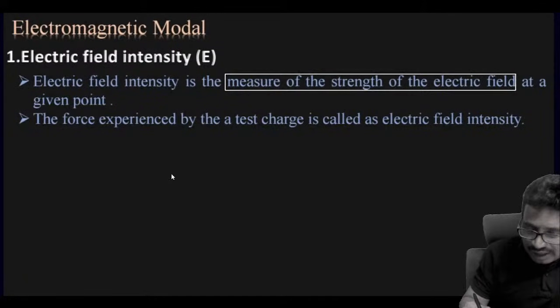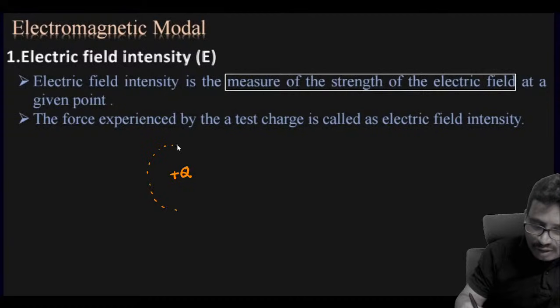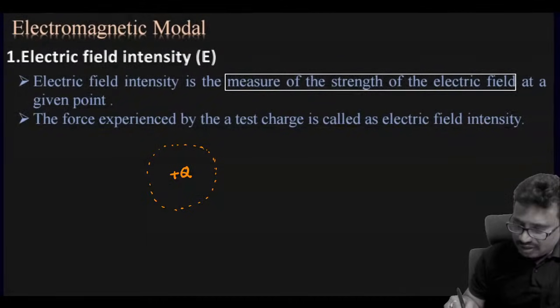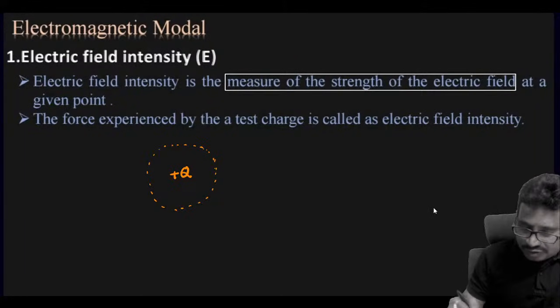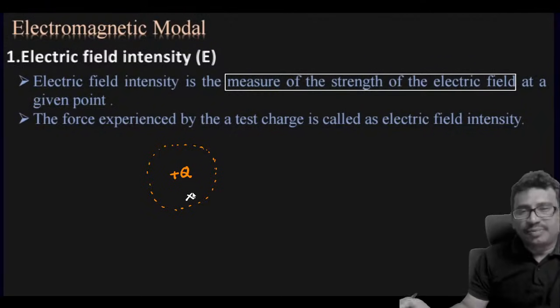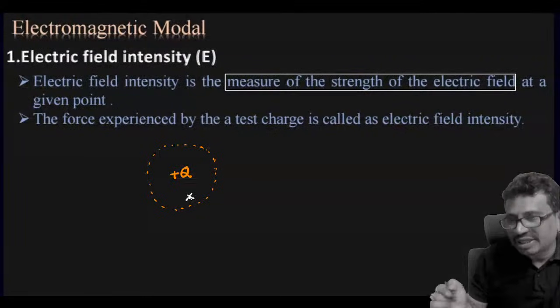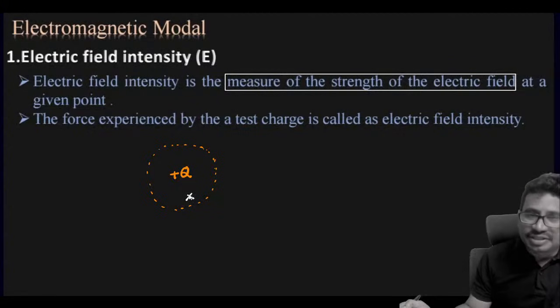For example, I have taken some positive charge, and this positive charge can create a certain region. All this region is under the control of the charge, isn't it? If I take a point here, at this point because of the charge we have an electric field, we have some effect. That effect is called electric field intensity.